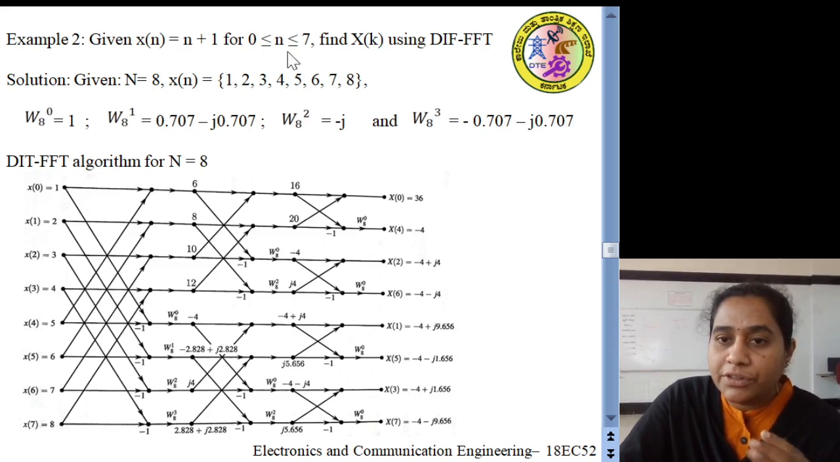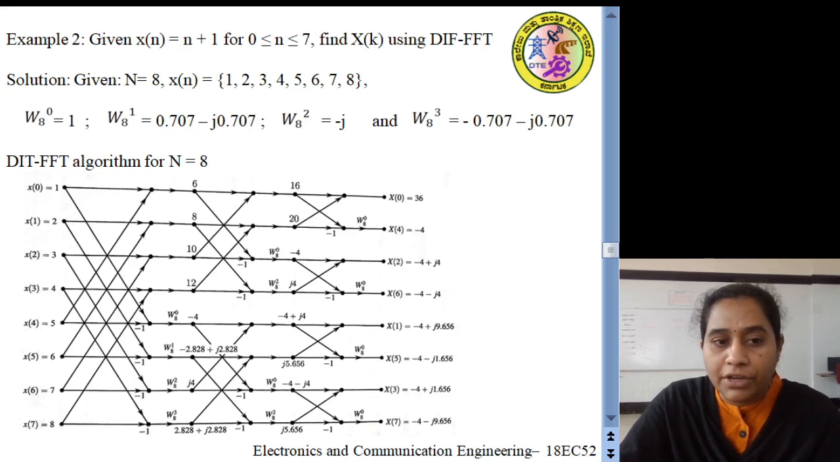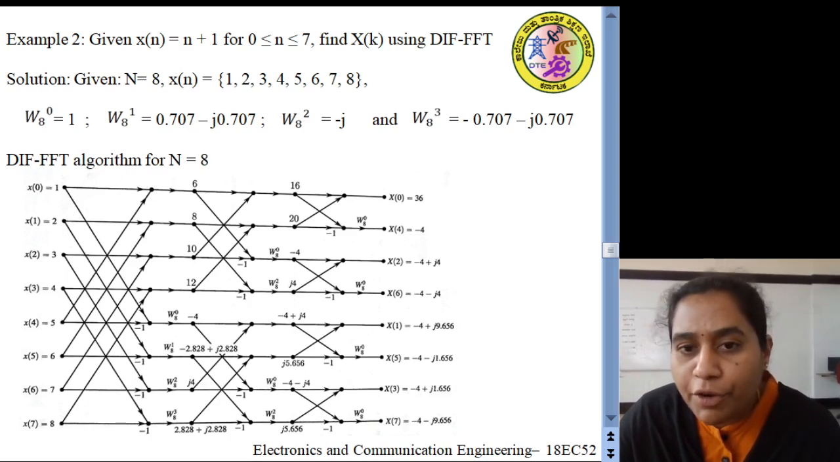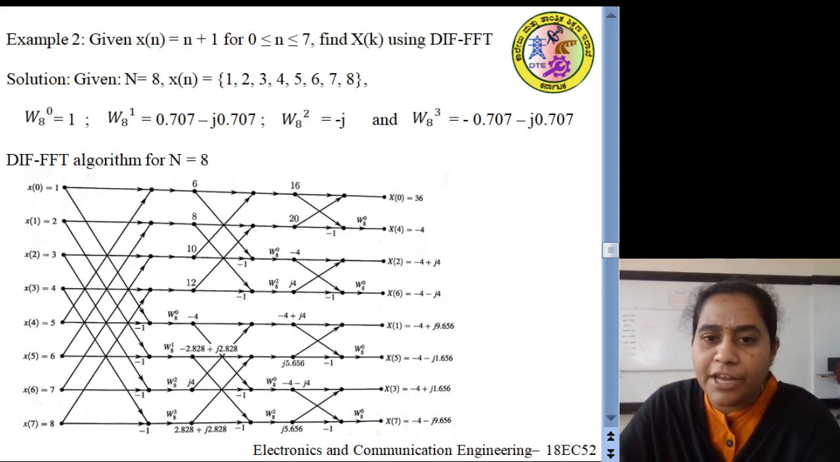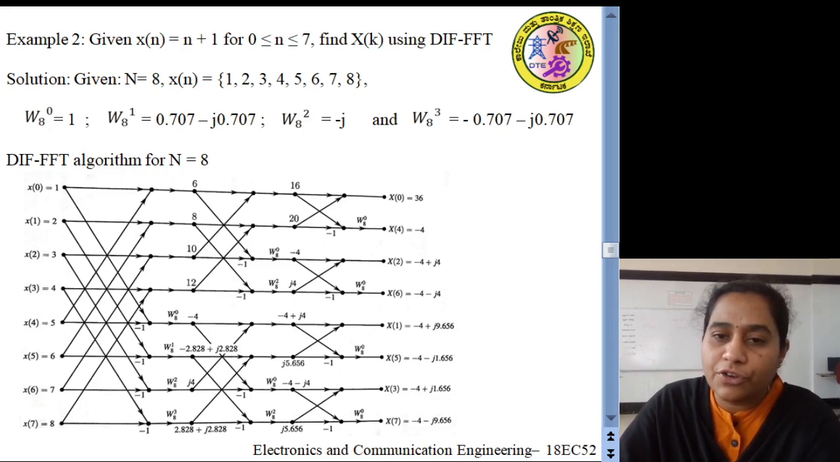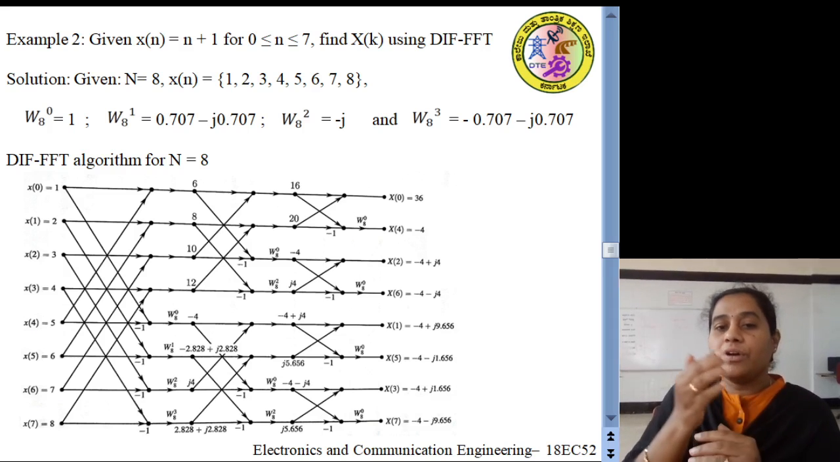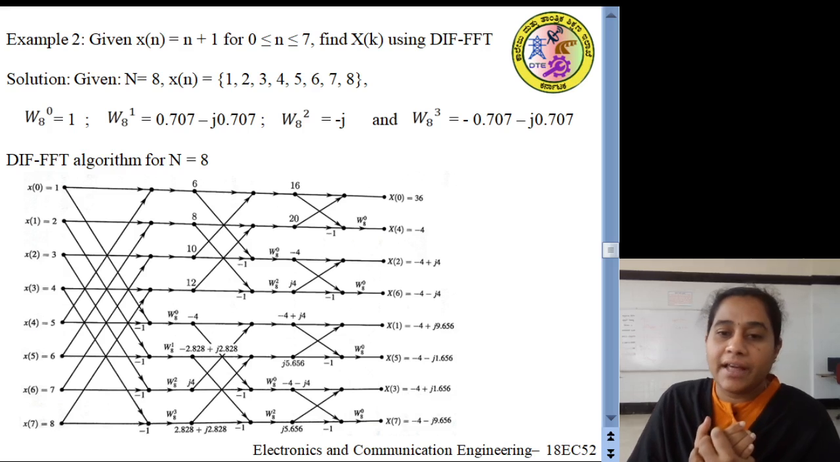So, if we substitute these input values along with the twiddle factors into this complete reduced flow graph for finding the DIF FFT algorithm for n is equal to 8, what we obtain is this. We are giving the inputs in natural order. X of 0 is equal to 1, x of 1 is equal to 2, x of 2 is equal to 3, x of 3 is equal to 4, x of 4 is equal to 5, x of 5 is equal to 6, x of 6 is equal to 7 and x of 7 is equal to 8. So, input in natural order.